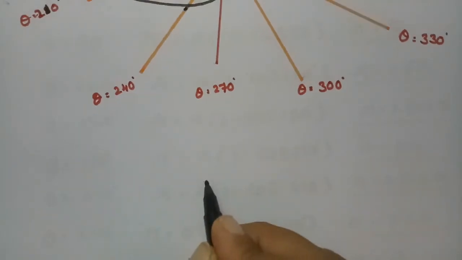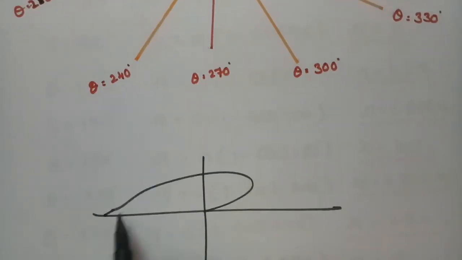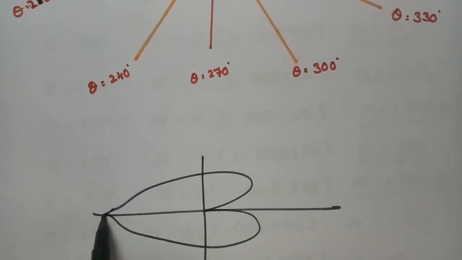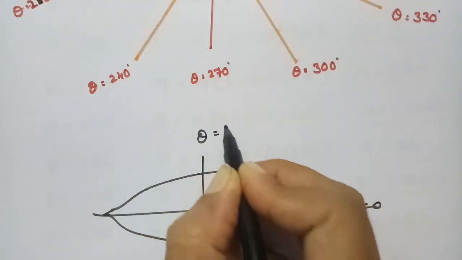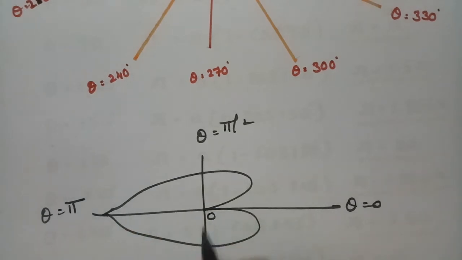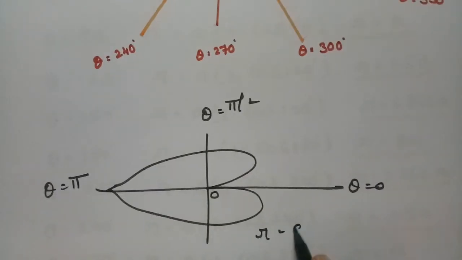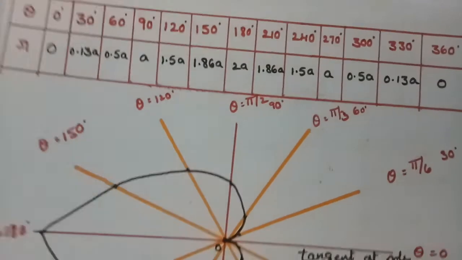And in general, see, this is the rough figure. So as we got this shape, we can automatically draw this as it is symmetrical about the initial line. So this is the initial line. Here theta is equal to 0, here theta is equal to 90 degrees, and here theta is equal to 180 degrees, and this is the origin line. And see, this is the shape of the curve, that is r is equal to a into 1 minus cos theta. So this is how we have to trace, and let me show you once again.